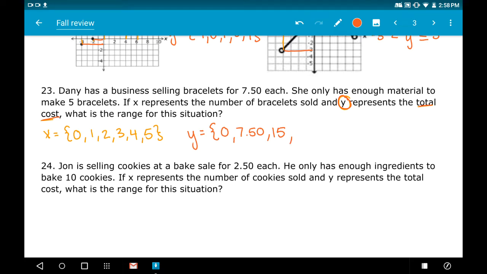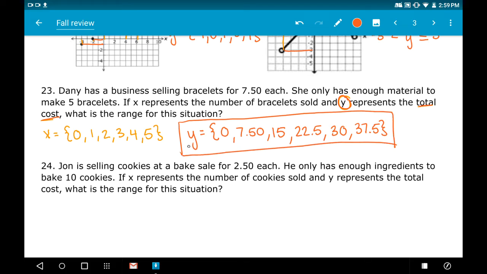Then we just keep going. So we look at 3 bracelets, so that would just be 3 times 7.5, which would be 22.5. Then for 4 bracelets, we do 4 times 7.5, which gives us 30. And last, we have 5 bracelets, so 7.5 times 5 is 37.5. So this right here is our answer because they were asking us for the range. We just had to find the domain to help us get the range.